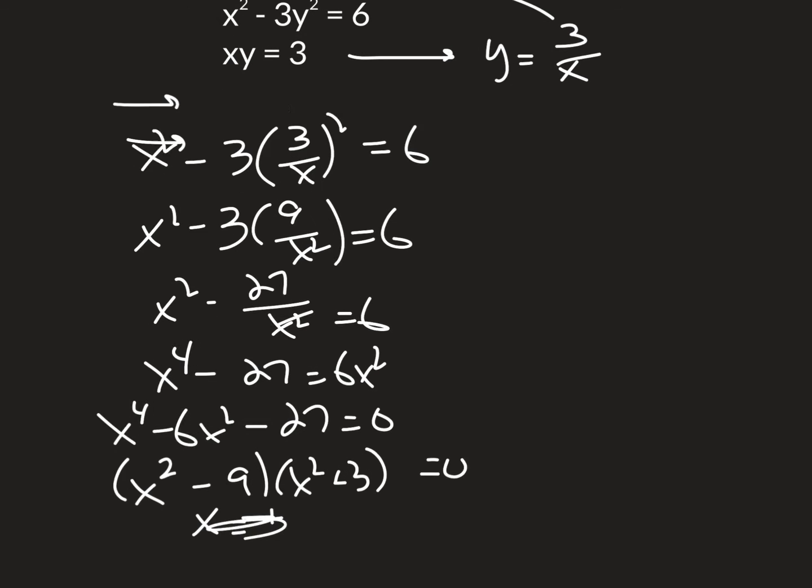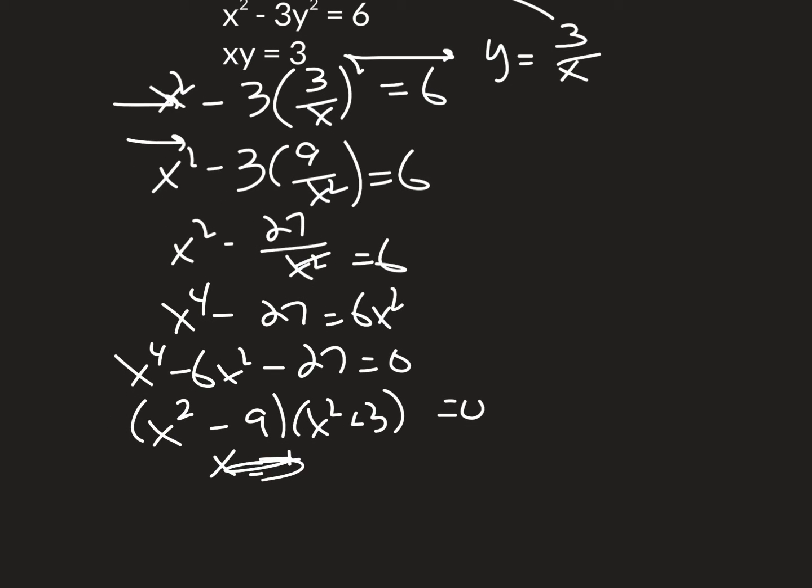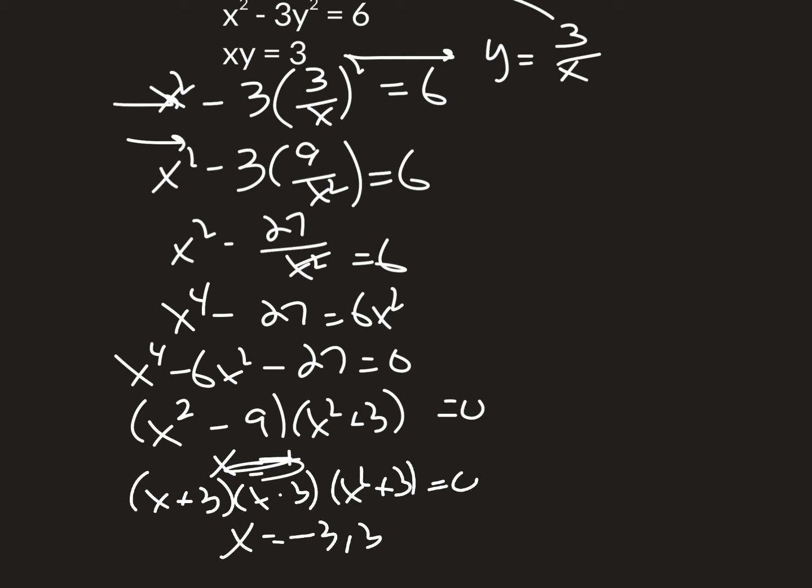Let me back up just a second. I'm running out of room too. That first parentheses I can factor like this: x plus 3, x minus 3, and then I still have this x squared plus 3 right there. So two of my answers I know for x are -3 and +3. My other two answers are going to come from here.